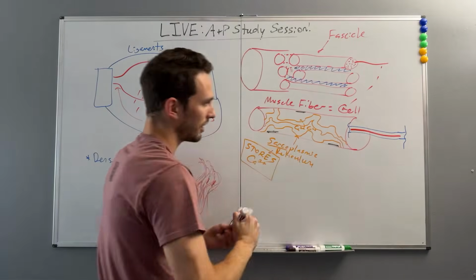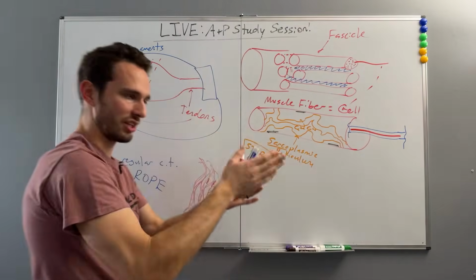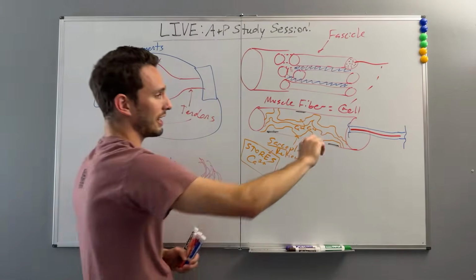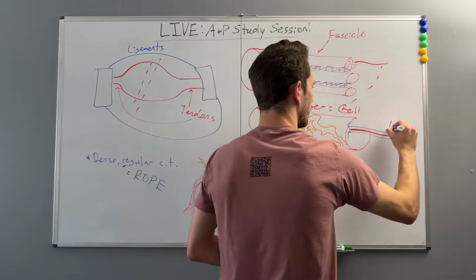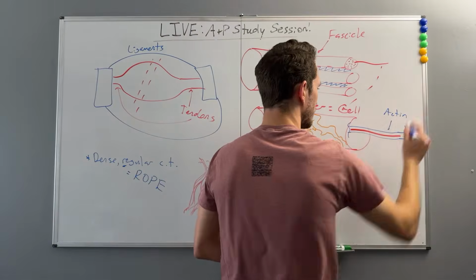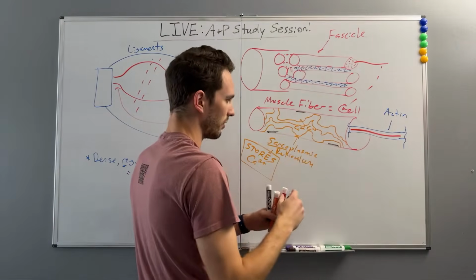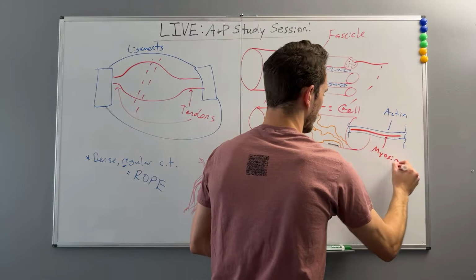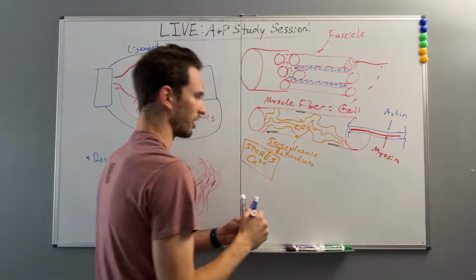You'll notice that these Z lines kind of look like the striations, and in fact, you can actually see a very thin Z line there. And again, these are going to be actin, A-C-T-I-N, and then we've got myosin. Again, the thick filament. So thin filament, thick filament.